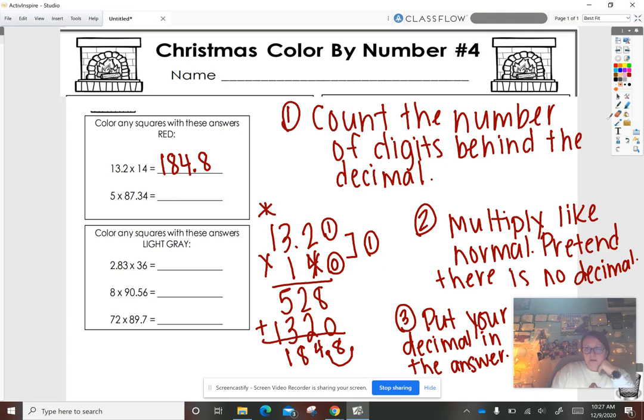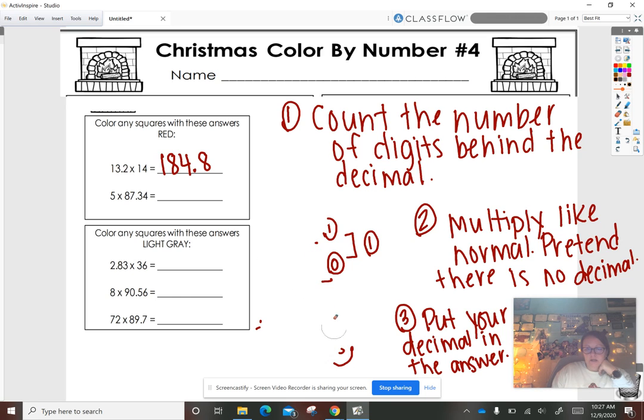Okay. We'll do one more problem just so you guys can see it. But I know some of you yesterday, on Monday, were adding a bunch of zeros. You don't add zeros. You set it up just like you would a normal multiplication problem. Count the numbers behind your decimals and then go from there. Okay, so let's do number 2.